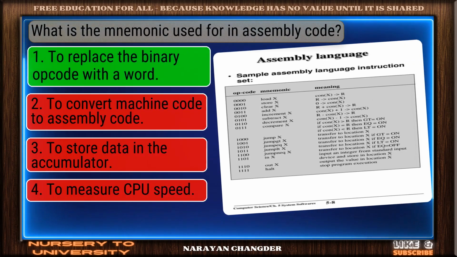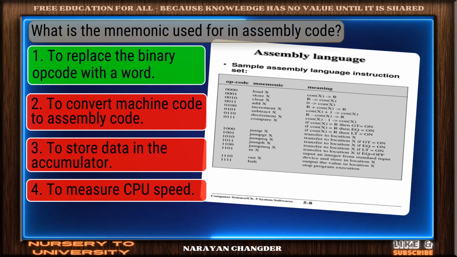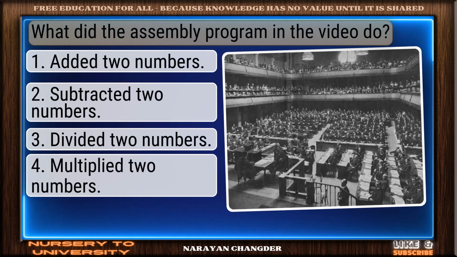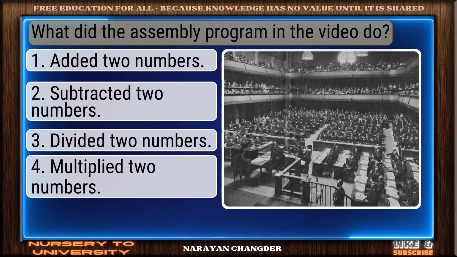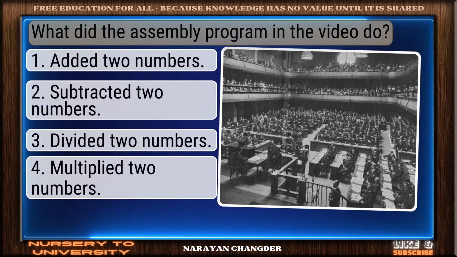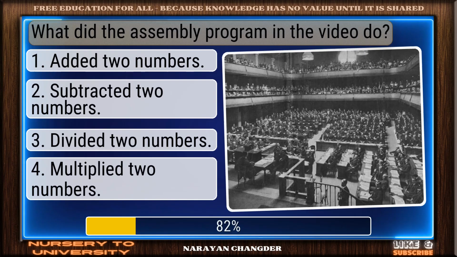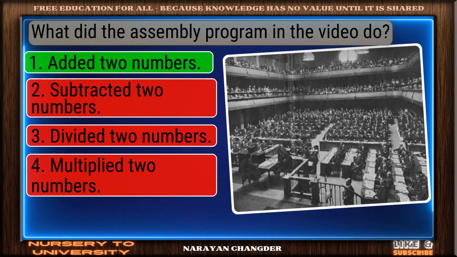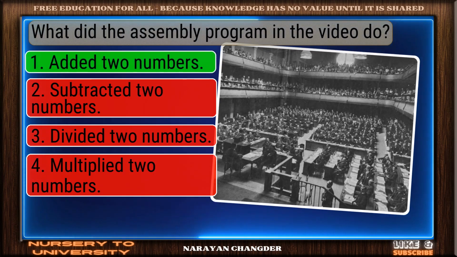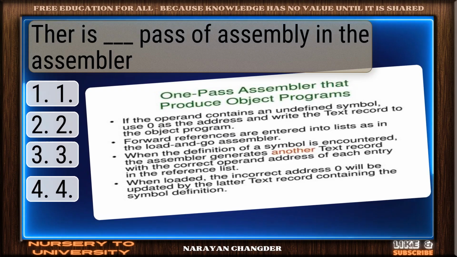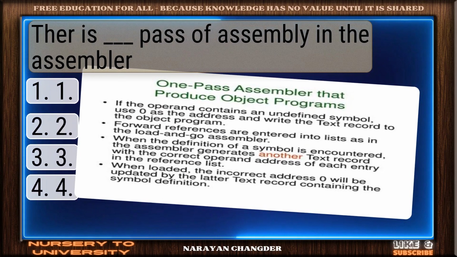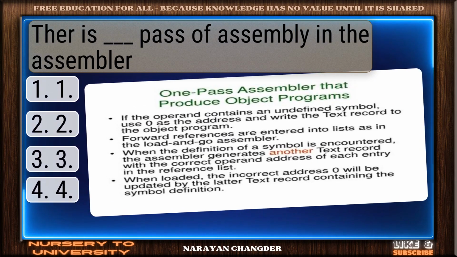Right again. To replace the binary opcode with a word is a valid answer. Question number 57. What did the assembly program in the video do? Right choice. Added two numbers is the best answer. Question number 58. There is dash passive assembly in the assembler.